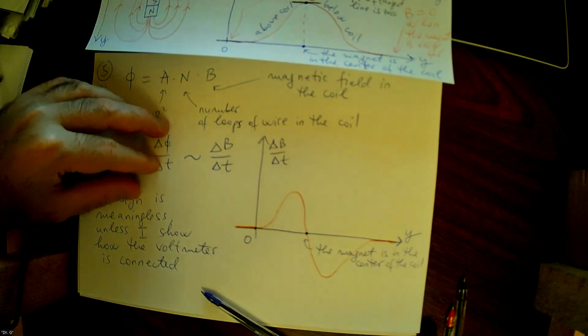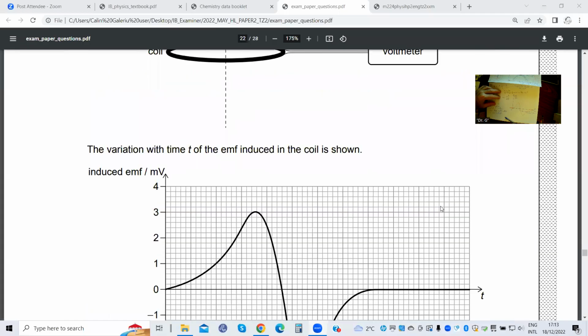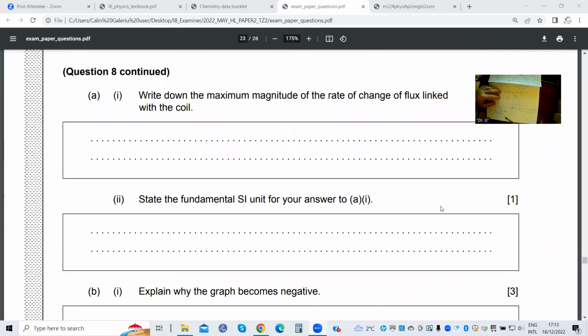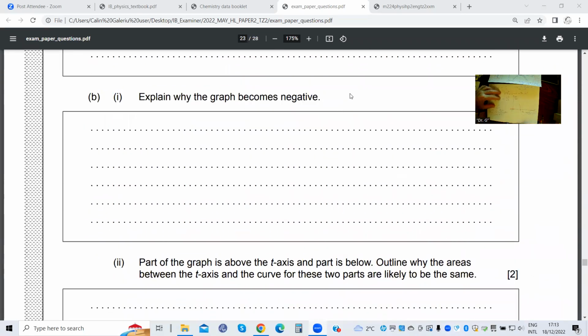So one more time, let's read the question so we give a clear answer. Explain why the graph becomes negative. Yeah. So when the magnet is above the coil and getting closer, the magnetic field is increasing. When the magnet is below the coil and getting farther away, the magnetic field is decreasing. Same thing with the magnetic flux.